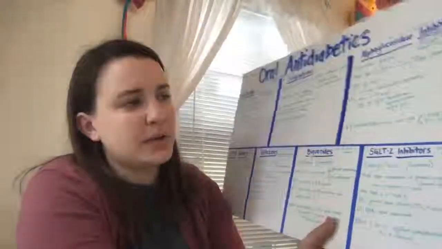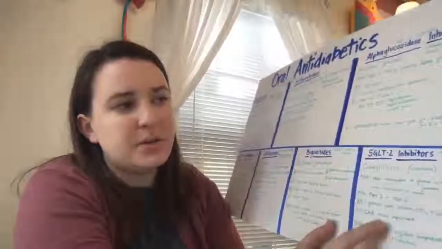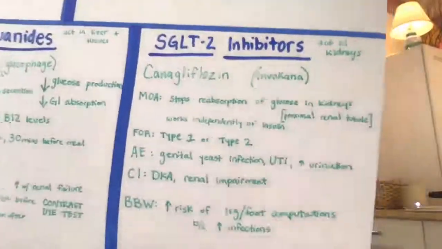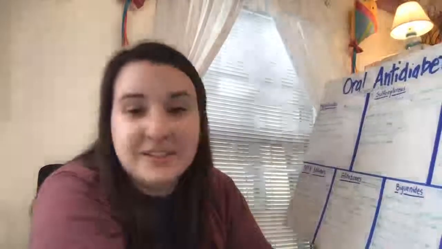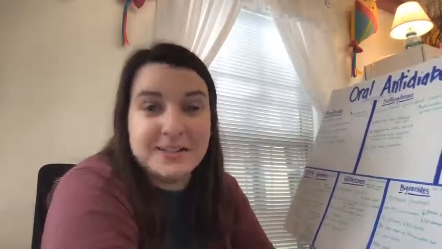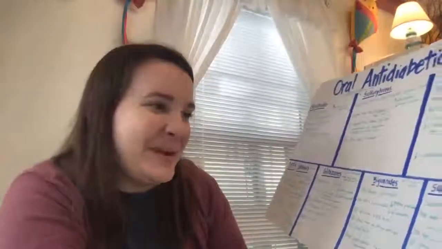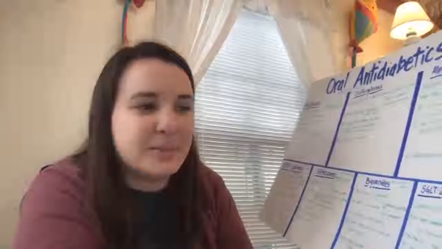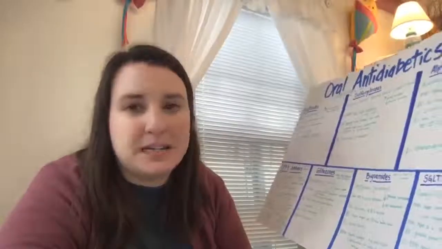The last category is the Sglt2 inhibitors, which act in the kidneys. And I'm not going to be able to say this drug name, but we're going to try anyway. Canagliflozin, I guess that's how you're going to say it. The brand name, luckily, is Invokana, so I can say that. The way that this drug works is that it's going to stop the reabsorption of glucose in the kidneys, specifically the proximal renal tubules, and it's going to be working independently of insulin.